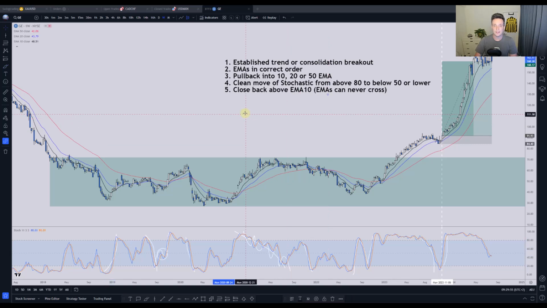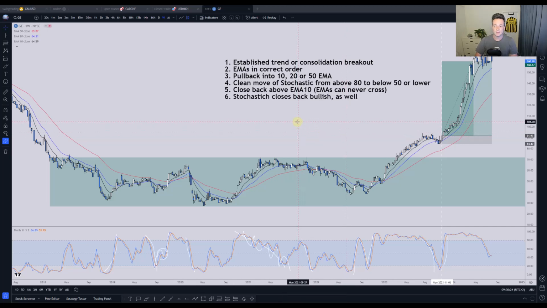The next thing we need is then a close back above the EMA 10, like here, ideally with a strong bullish close. Yeah, so this is a very strong bullish momentum bar. We close back above the EMA 10, but also above 1, 2, 3, 4, 5, 6 preceding candles, which is a very strong sign of trend continuation here.